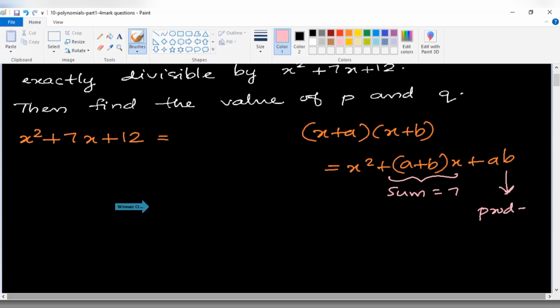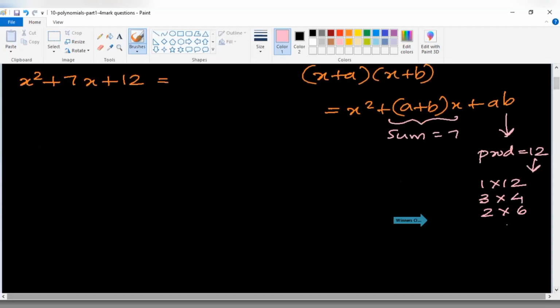So the product is 12. So how will we get it? Sum is 7 and product is 12. So we will check what all are the factors of 12. 1 into 12 is there. Then 3 into 4 is there. 2 into 6 is also there. See, like that, 2 into 6. So how will we get this 7? See, 3 plus 4 we will get as 7.